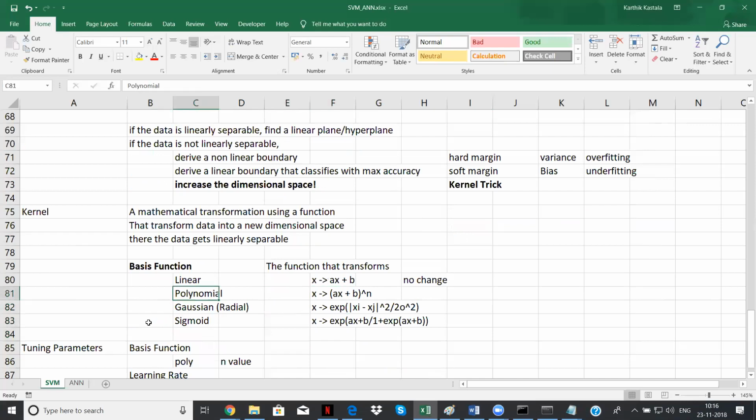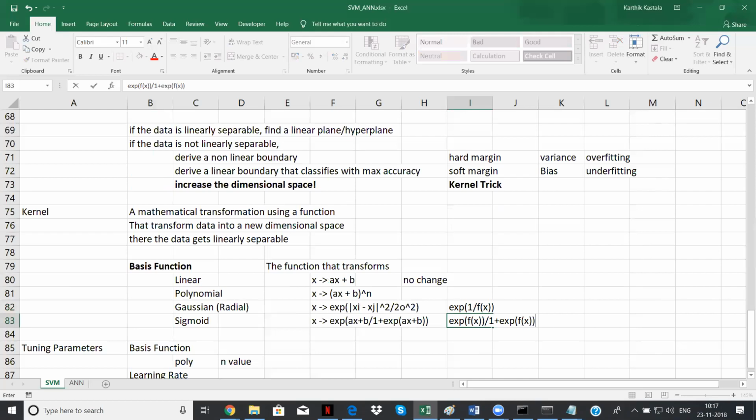Or if polynomial is not working, you can go for a Gaussian basis function, which can be this equation over here: 1 by exponential of 1 by f of x. This is the simplest form of a Gaussian radial equation. Clear? You also have sigmoid. Sigmoid is nothing but exponential of f of x divided by 1 plus exponential of f of x. We are familiar with this equation, right?